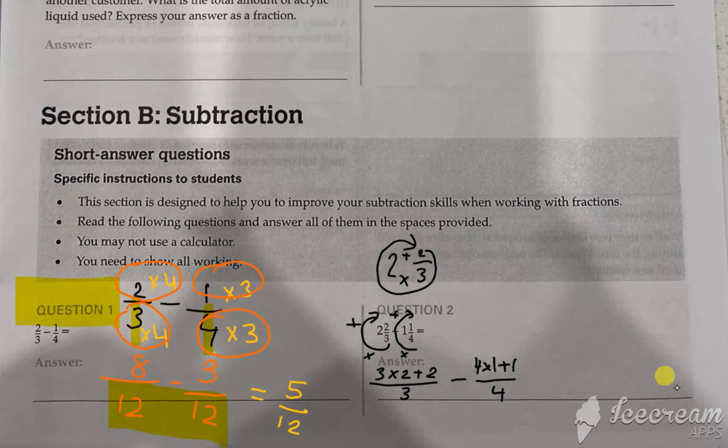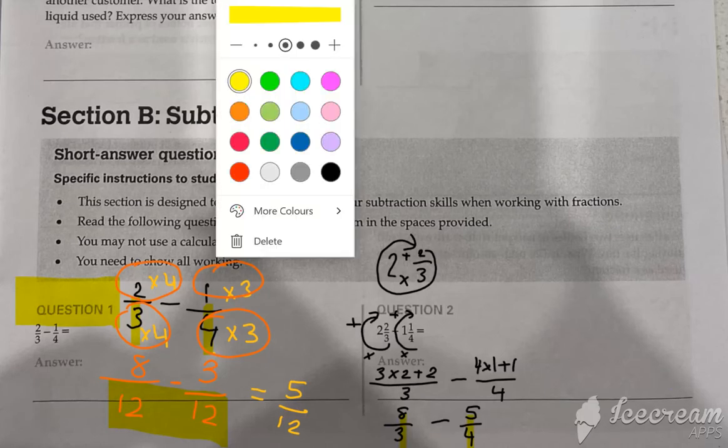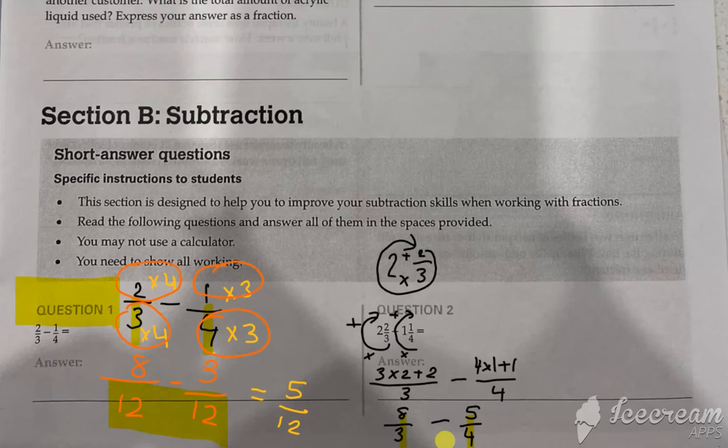So 3 times 2 is 6, plus 2 is 8. And we're going to get 8 over 3. Take away. 4 times 1 is 4, plus 1 is 5, over 4. Now, what you'll see here, 3 and 4 are not the same base. So we need to work to get them to be the same.